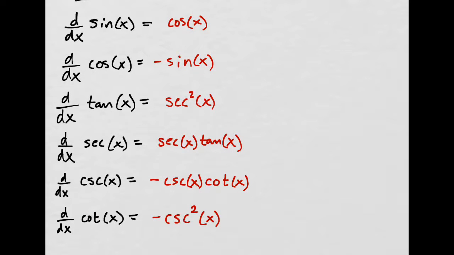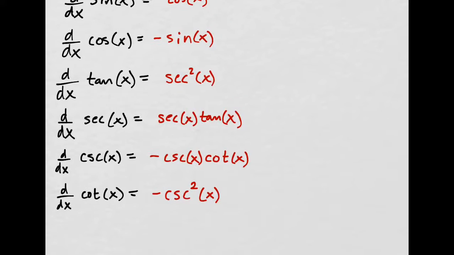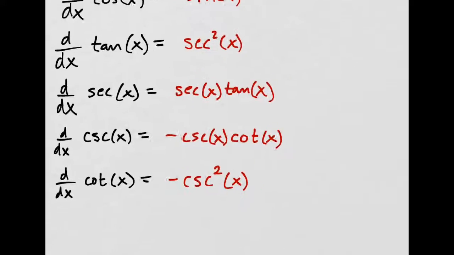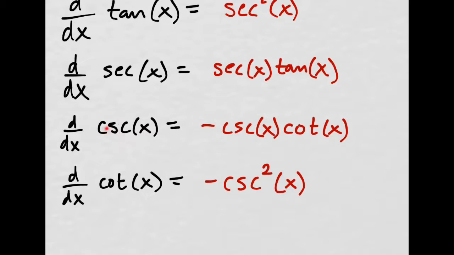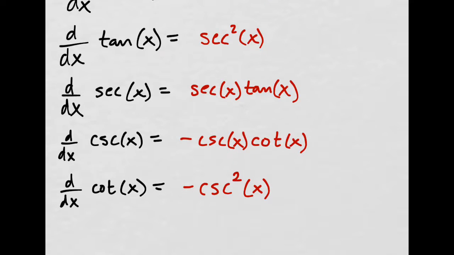Derivative of sine is cosine. The derivative of cosine is negative sine. The derivative of tangent is secant squared. That's just something to memorize. And then the derivative of secant is secant tangent. That's also something to memorize. The derivative of cosecant is kind of like the derivative of secant. It's just cosecant cotangent instead of secant and tangent. And then cotangent is kind of like tangent. The derivative of tangent is secant squared, so the derivative of cotangent is negative cosecant squared.